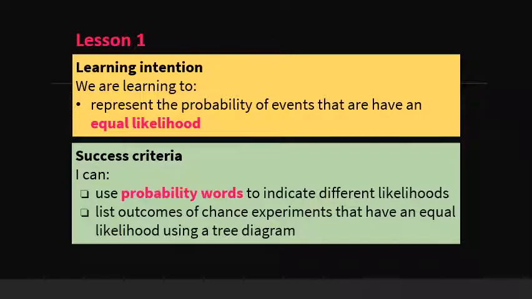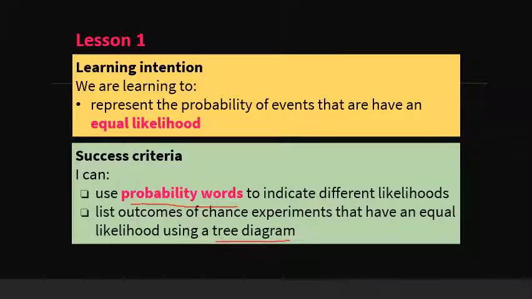So we're going to use some probability words or chance words to indicate different likelihoods, the different chance of those events happening. And we're going to list outcomes of chance experiments that have an equal likelihood using a tree diagram. There's a lot of different vocabulary that we're going to look at this week, and I'll go through that in a minute.